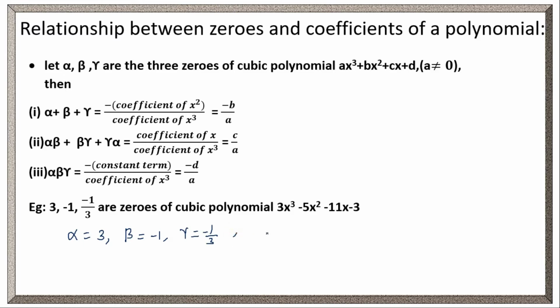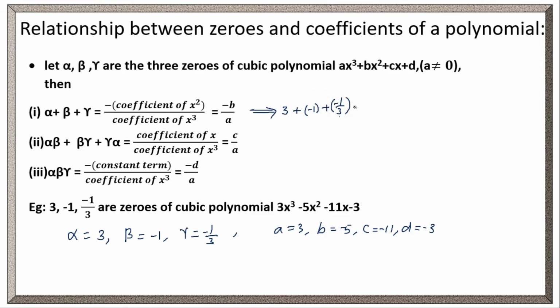Clear? And a value is from this polynomial. Compare this polynomial with the general form. A value is 3, B is minus 5, C is minus 11, D is minus 3. Let us see the relationship between sum of the zeros. If we add alpha plus beta plus gamma equal to minus b by a, we are getting or not, we will check. 3 plus minus 1 plus minus 1 by 3.